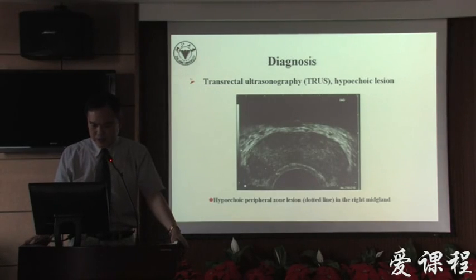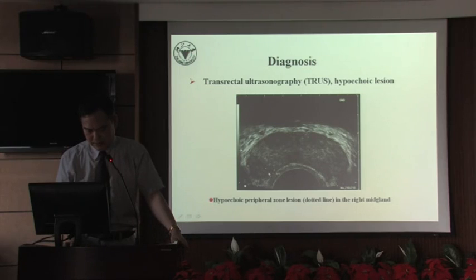And the third tool to early diagnose prostate cancer is the imaging study. First one is transrectal ultrasonography. We can find hypoechoic lesion. Look at the picture here. Hypoechoic peripheral zone lesion in the right mid-gland.